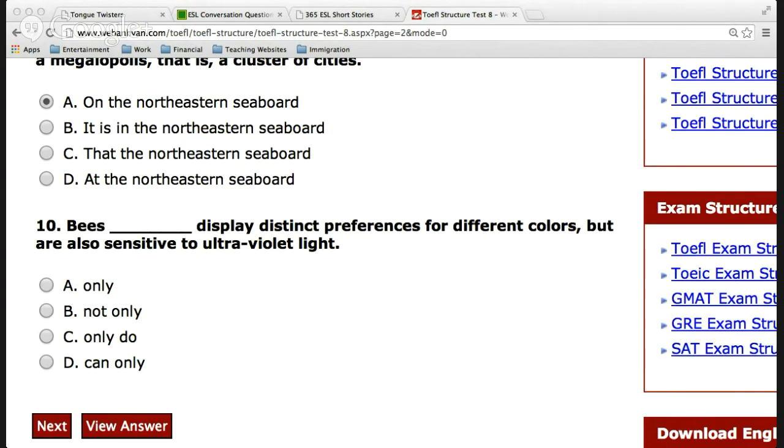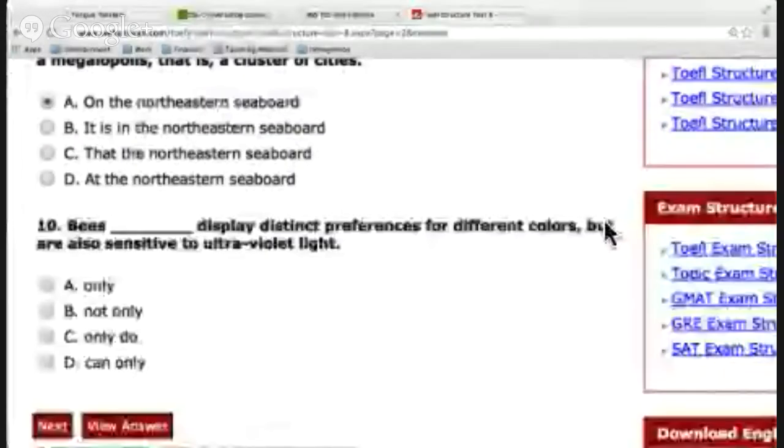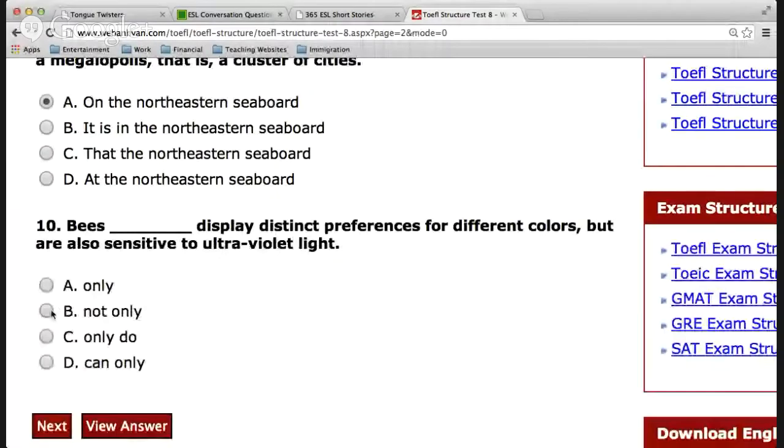Okay, not only, bees. So let's try that out. Bees not only display distinct preferences for different colors, but are also sensitive to ultraviolet light. What do you guys think? Yes, correct. It is B.